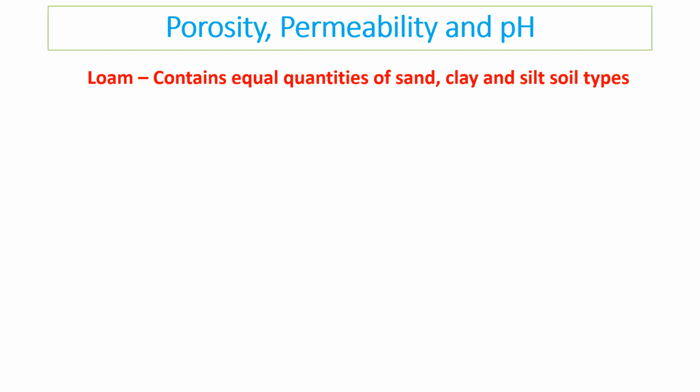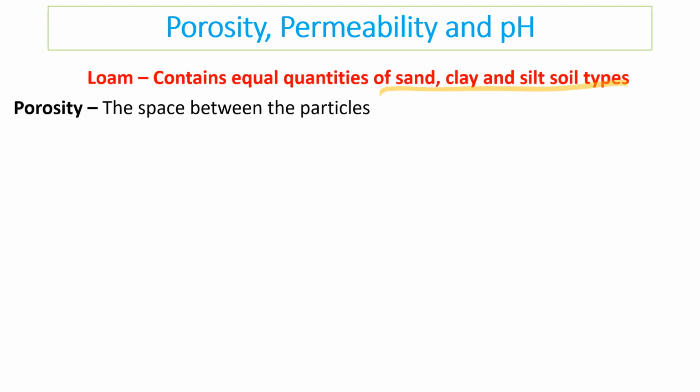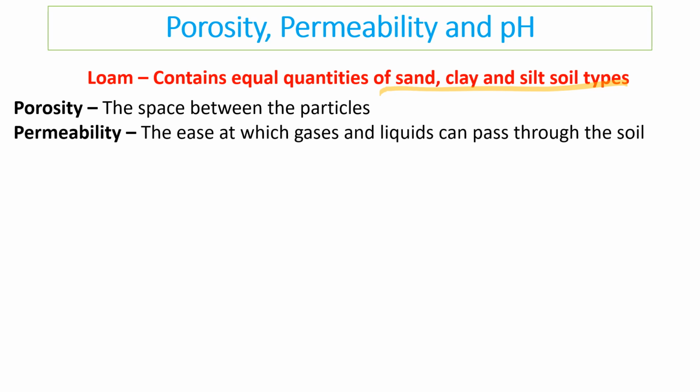So we need to know some properties of soil, and we need to understand why these properties are important and link this to loam again, which is a mixture of all three in equal amounts. So first of all, we need to understand porosity. Porosity is the space between particles, so the air spaces between particles. Permeability is how much water and liquids can pass through the soil.